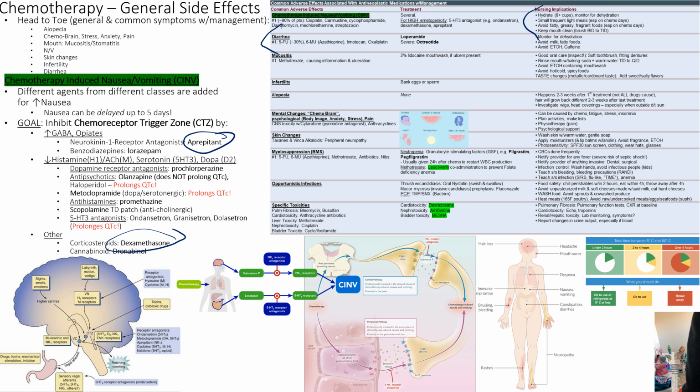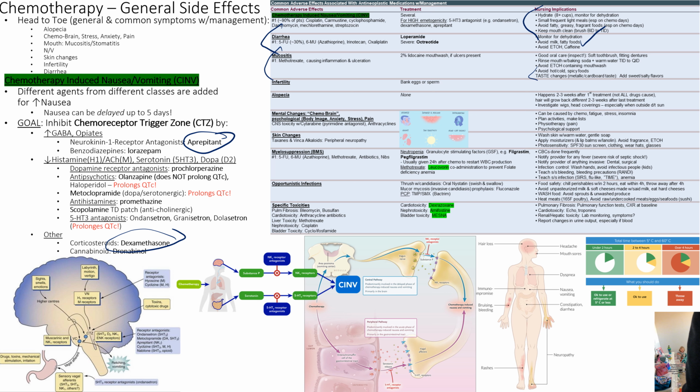So mucositis, you've got to keep their mouth clean. Don't use alcohol mouthwashes, that will make their mouth even drier. And what else? They might have taste changes as well. So they can use sweet, sour, and salty flavors, but not spicy. Spicy can irritate those mouth ulcers. Okay, they can rinse the mouth out with baking soda as an option.